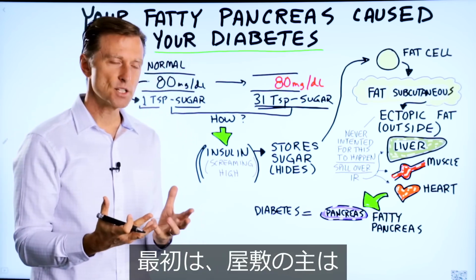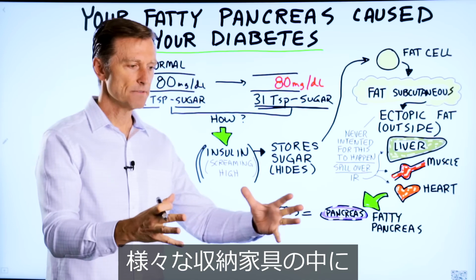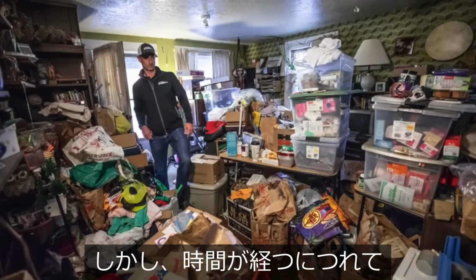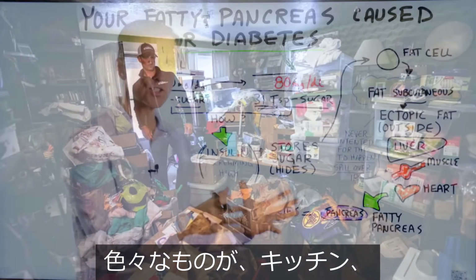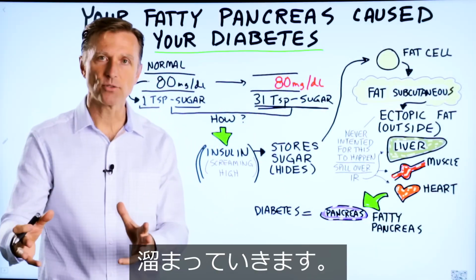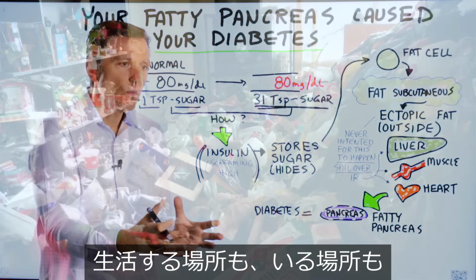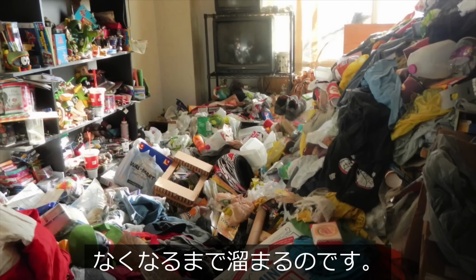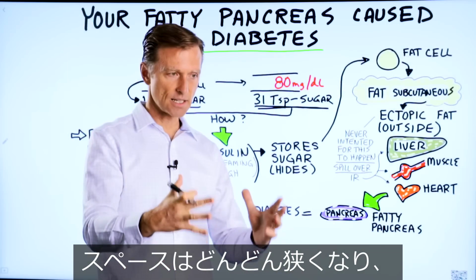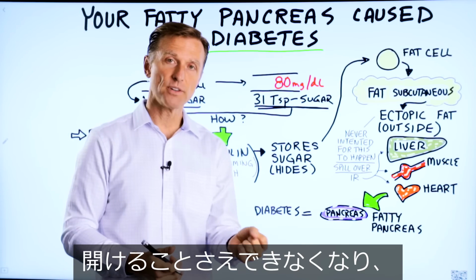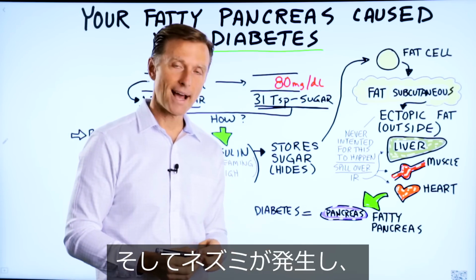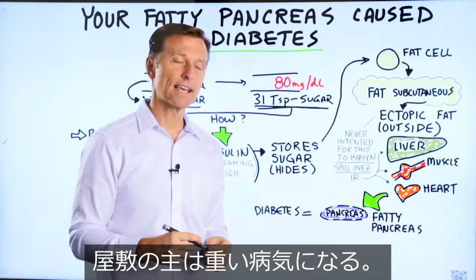It's very similar to a hoarder. At first, this person is storing stuff in different cabinetry, okay? But over time, things start building up in the kitchen, in the living room, in the bathroom, until there's no place to live or exist. Their spacing is becoming less and less until finally they cannot even open the refrigerator, and you start developing rats and all sorts of problems, and they get very, very sick.